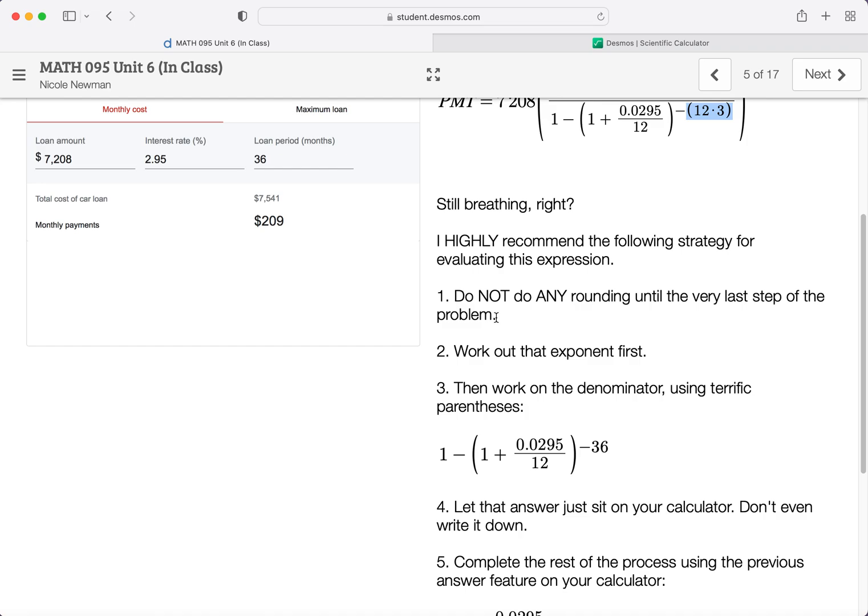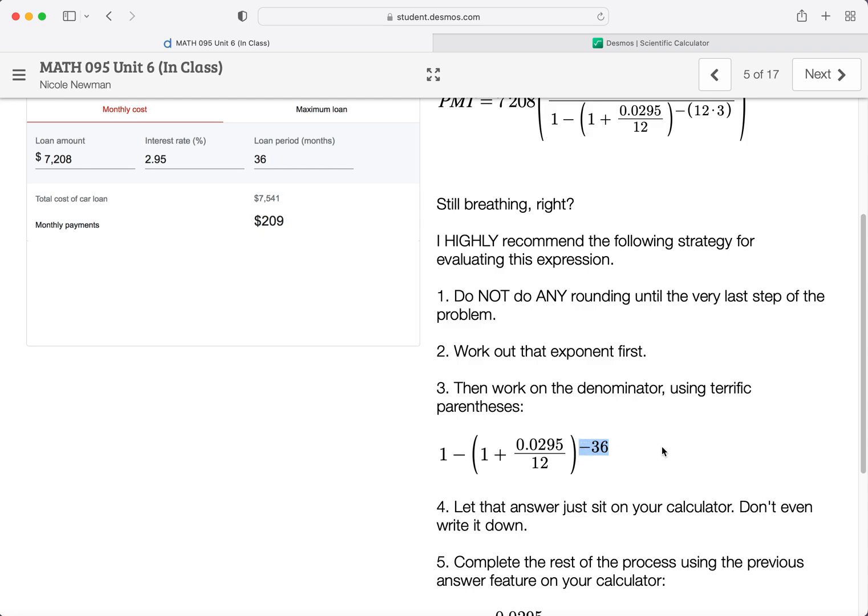We're not going to do any rounding, no matter what we do. No rounding until the very last step of the problem. If we round in the middle of the problem once or twice, it throws the answers off. So save all of your rounding till the very last step. Handheld calculators, I say work out that exponent component first. It was negative 12 times 3. That's negative 36.